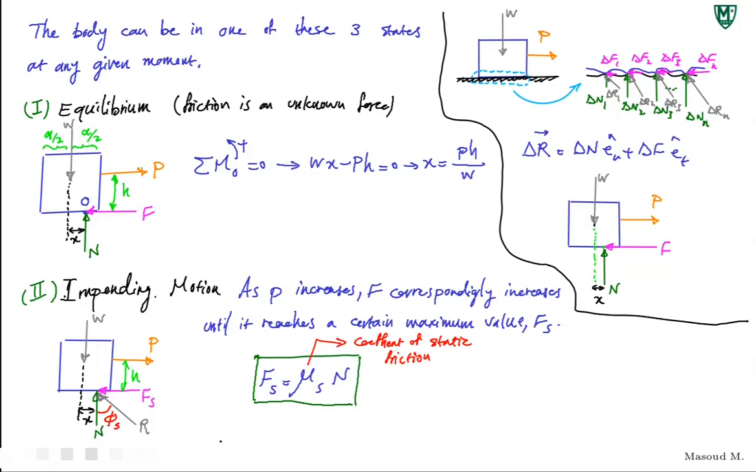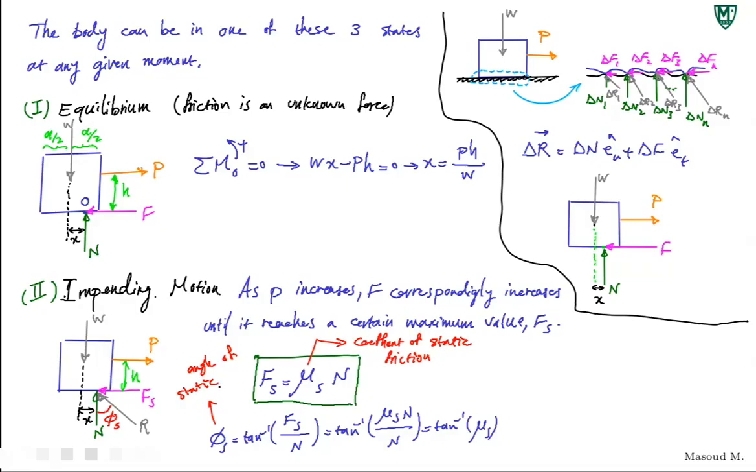You can also find theta s. Theta s is basically tan inverse, if you know these two forces, of Fs over N. And since you know what Fs is, we can actually write it as tan inverse of mu s N over N. That'll be tan inverse of mu s. Now, what that mu s is, this coefficient of static friction, is actually constant. Right? There's also a name for this angle. We call it angle of static friction, if you want to be more accurate. Angle of static friction. All right.